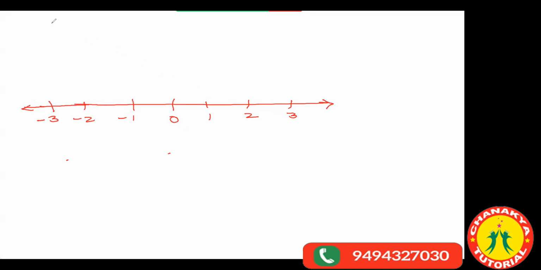So first of all, draw number line. Draw number line, children. Mark this point as 0 or 1. 1, 2, 3. Now here also -1, -2, -3. Clear? Now we will represent √2 on number line.